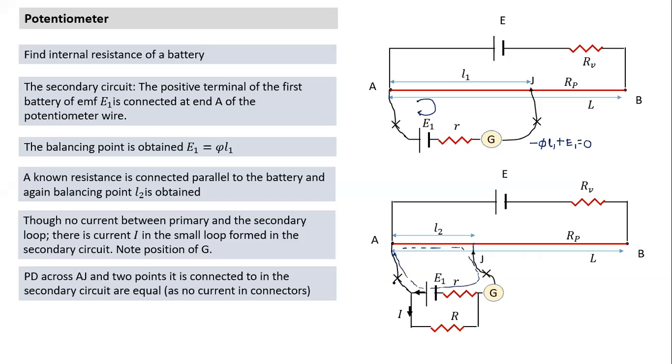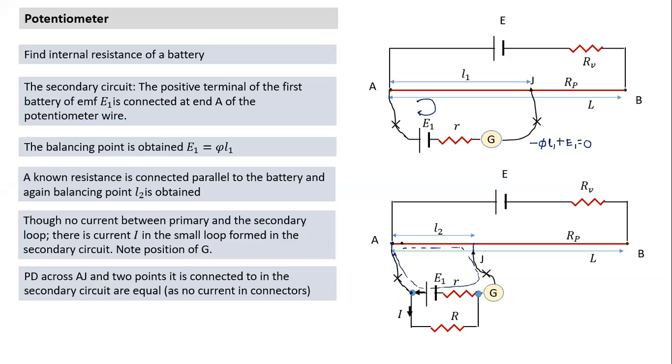What makes the current zero? The potential at this point in the primary circuit and this point, similarly the potential at this point and this point, are equal. Then only it becomes balanced. So two points in the secondary circuit, which are connected to two points in the primary circuit, have equal potentials. Then only it gets balanced, so there is no current in the connector. What is the condition for no current in the connector? These two points I've highlighted with blue color have the same potential, or we can write it in terms of the loop rule also.